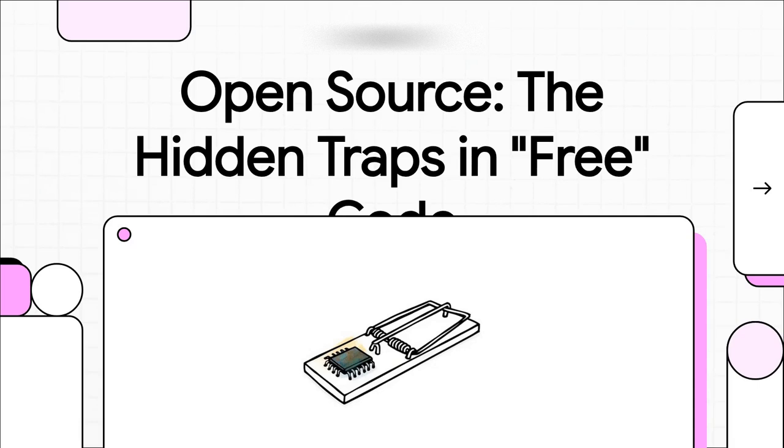We're about to look at something that pretty much powers every piece of technology you use. I'm talking your phone, your car, you name it. But here's a thought. What if that powerful, supposedly free code was also a hidden legal time bomb just waiting to go off? Today, we are navigating the very real traps hiding in open source software.